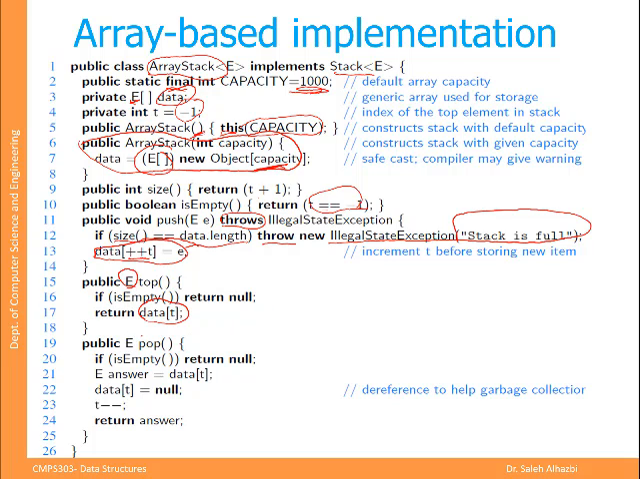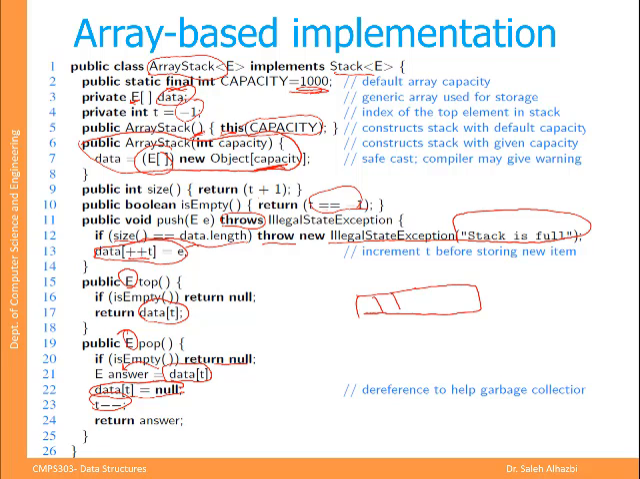Pop is the same as top, but it removes the element. So it returns the element and it removes the element from the stack. What we will do here, first of all, it checks if the stack is empty, to return null. If not, that means we have some data in the array. So the last element is data at t. We will assign it to the variable answer. Then we will put null in that position in the array, and make t point to the previous element.